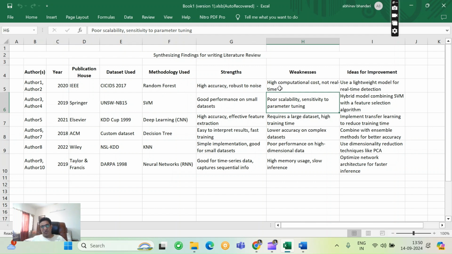High accuracy is the strength, high computational cost is the weakness, and you can make an improvement like using a lightweight model for real-time detection. Similarly, you can add more columns as per your requirement, because you are going to synthesize and capture valuable findings from the current paper which you are reading. So you have to do this for every paper. This will be one sheet which will be compiled and used to synthesize your complete literature review in a better manner.